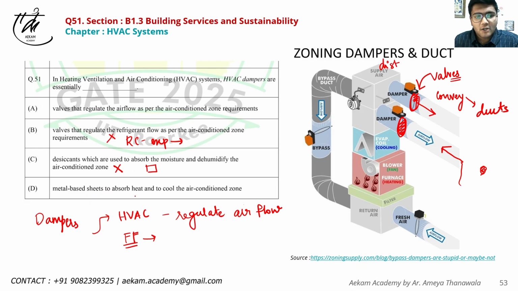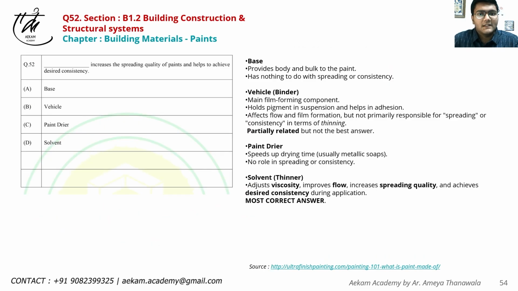Metal based sheets to absorb heat to cool the air conditioned zone. No. So the correct option is definitely option number A. Walls that regulate airflow as per air conditioned zone requirements. Let's move on to the next question. Question number 52. Again, a 1-mark MCQ question.